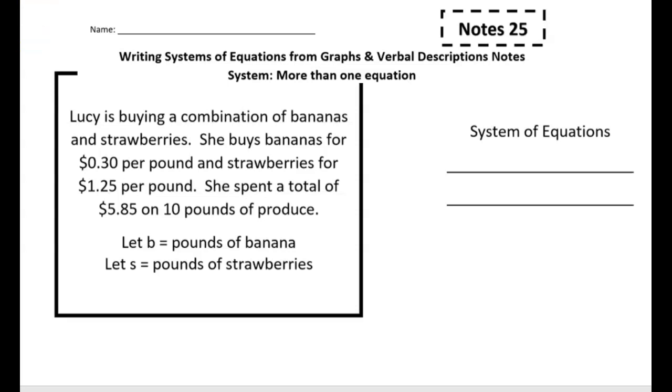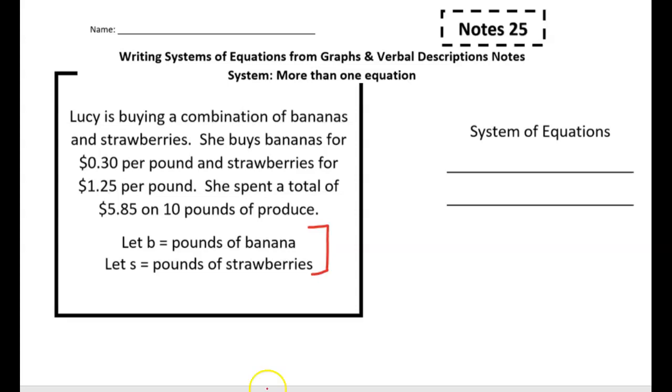Okay, so in the system, either I have to tell you what variables I want you to use, or you have to tell me which variables you're going to use. We have to write down what variables we use and what they're standing for. So Lucy is buying a combination of bananas and strawberries. She buys bananas for 30 cents a pound and strawberries for $1.25 a pound. And she spent a total of $5.85 on 10 pounds of produce.